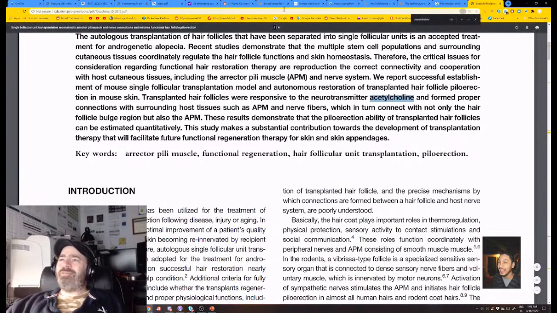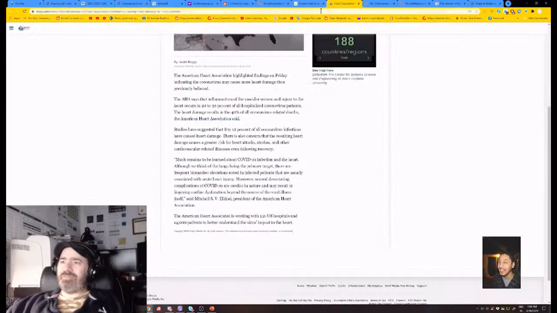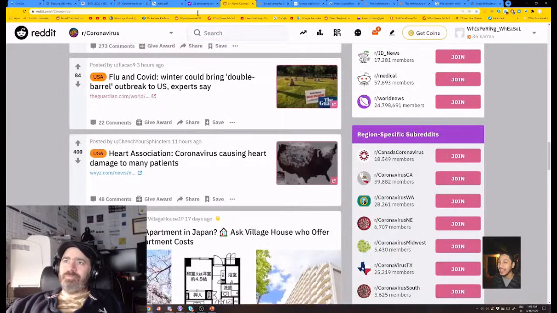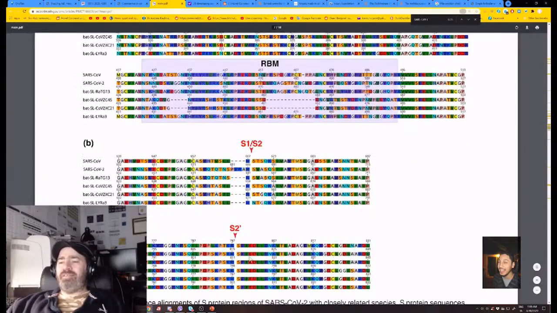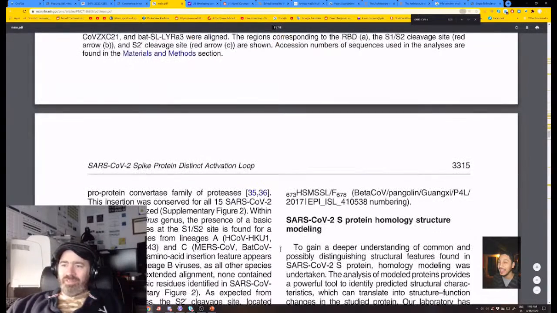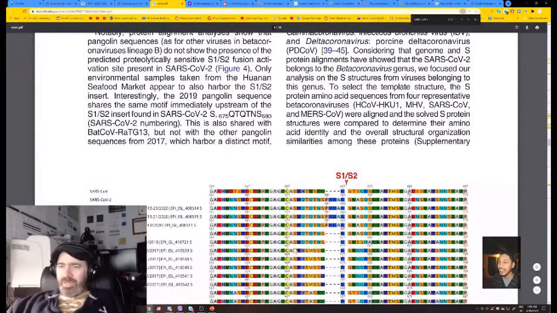Problem. Anyway, let's get back to our paper that I want to listen to. So yeah, I basically just wanted to get to this, and it's another confirmation of this PRRA insert. They don't really talk about it, but they're more interested in the furin cleavage site. But let's see if we can see anything approximating a discussion here.